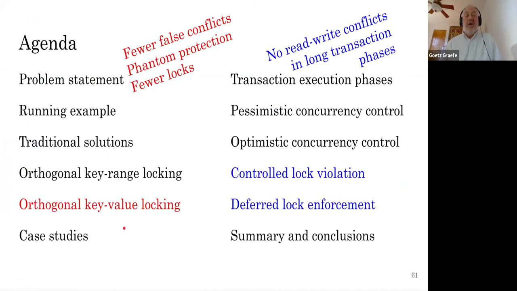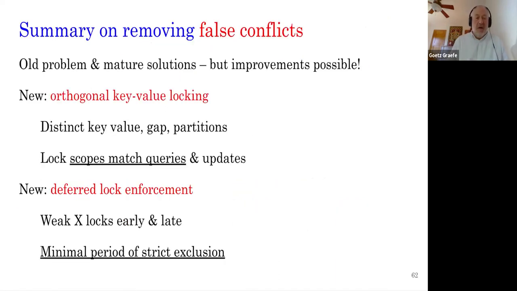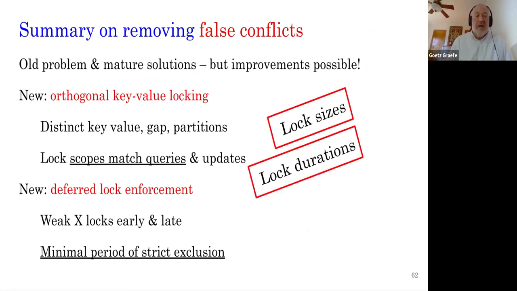So what we have now is we have worked on the sizes of locks. We have reduced sizes. We also now have reduced durations. We don't have read-write conflicts anymore in the long transaction forms, also not write-read conflicts. And we only have write-write conflicts that we want to discover, so we don't have two transactions where one of them has to commit. So let's summarize. We have worked on sizes. We have worked on lock durations.